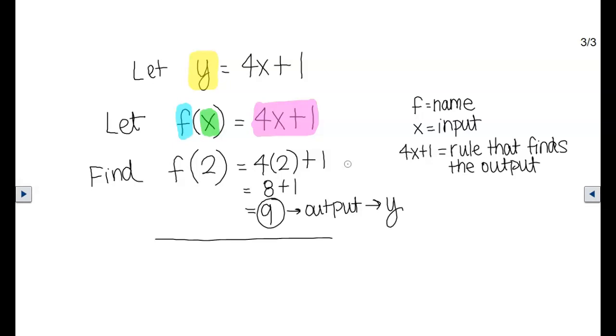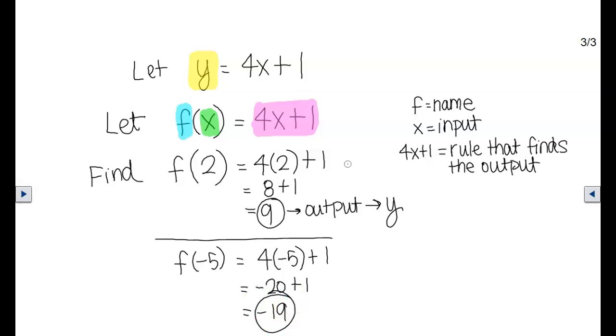All right, they could say to me, find f of negative 5. Well, if I know that f of x is 4 times x plus 1, then f of negative 5 ought to be 4 times negative 5 plus 1. Because again here, they're replacing this x that I see in my parentheses with negative 5. So they want me to know that negative 5 is my input. So I input negative 5 for x in that function's rule. So 4 times negative 5 is a negative 20, and a negative 20 plus 1 is a negative 19. So f of negative 5 would be negative 19, and that is my output. That is my y value.